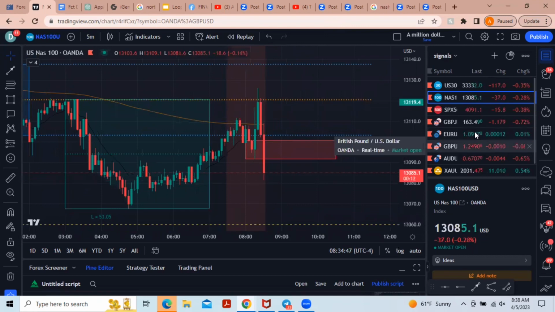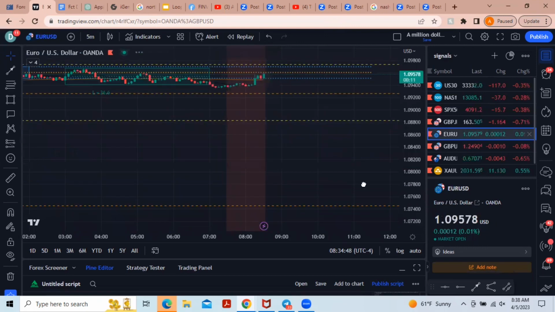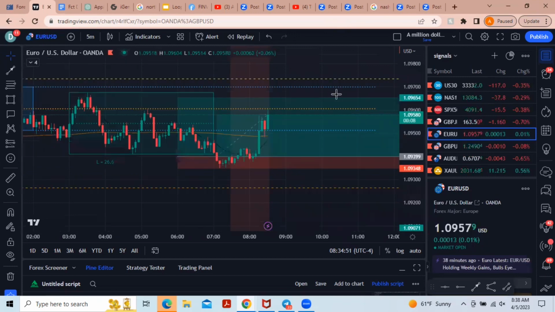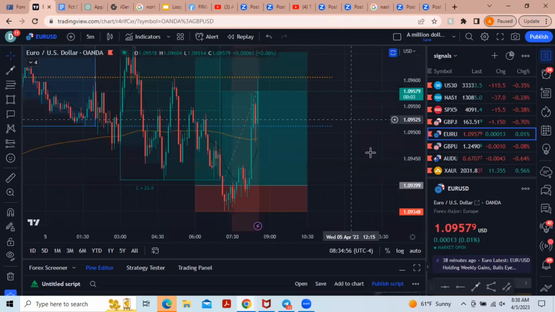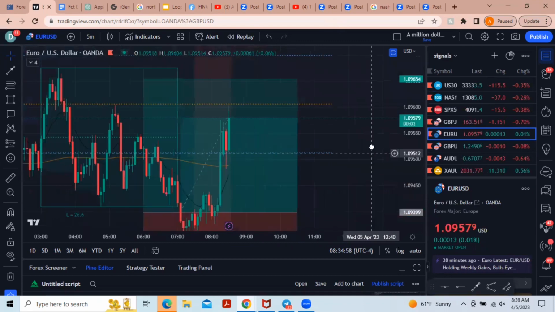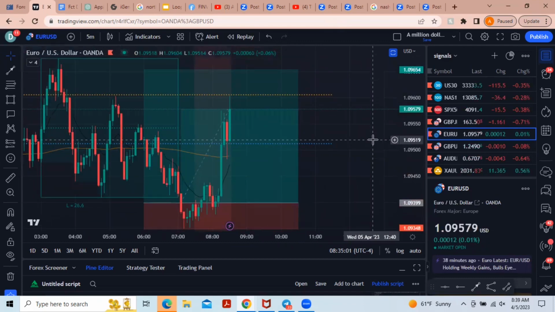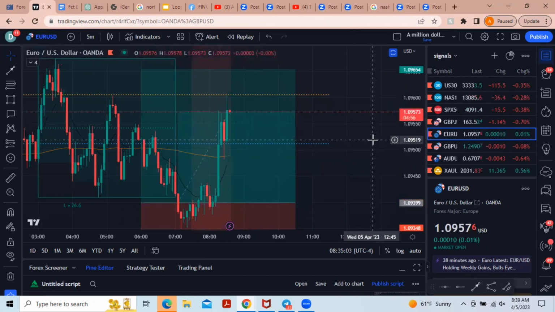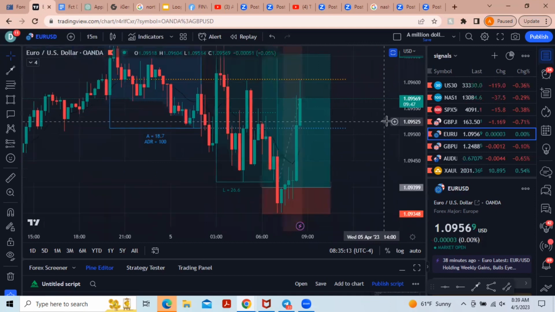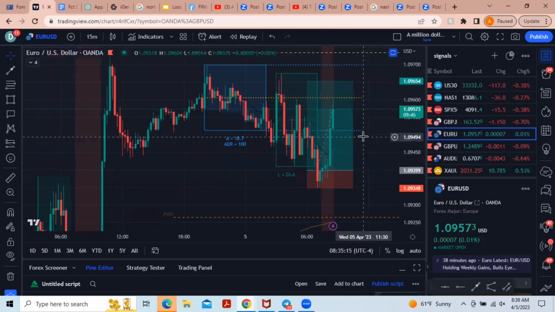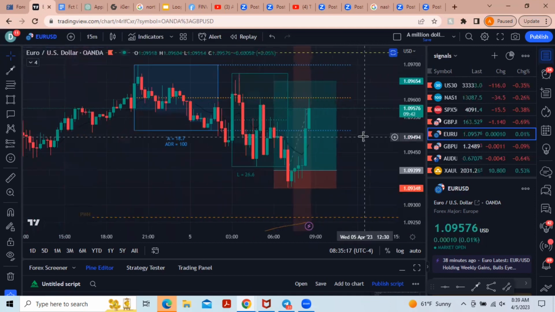Wow. Let's see what Euro USD wants to do. Come on, Euro. Come on, get up there, get up there.